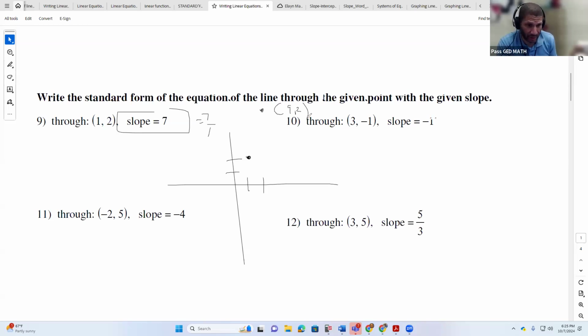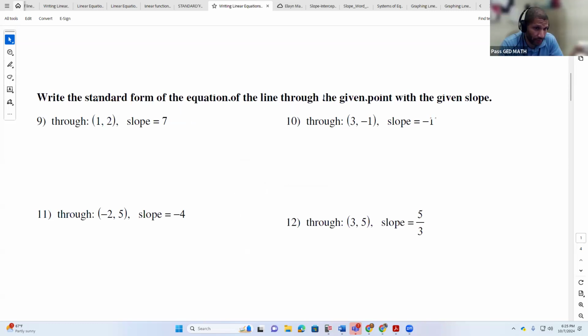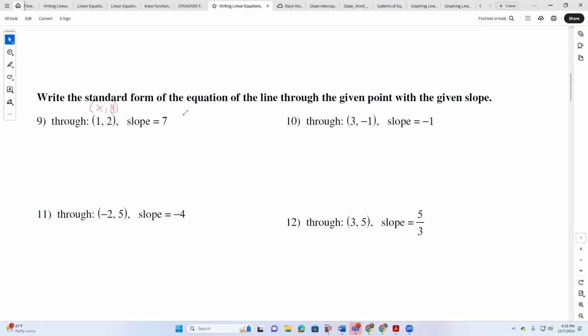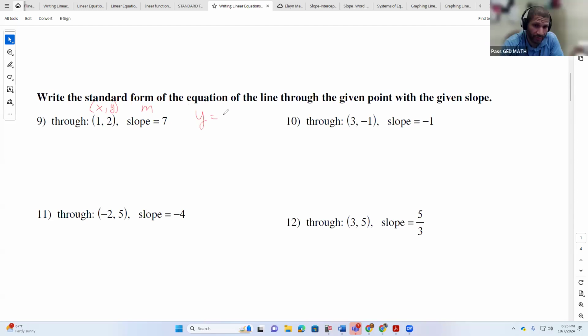Now, this is what I would tell you to do to solve this problem, and this is the easiest way I can show you. Let me clear the screen first. Always identify your givens. This is our point, and each point has an x and a y. The variable used for slope is m, correct? Now, we're going to start with the slope-intercept form.